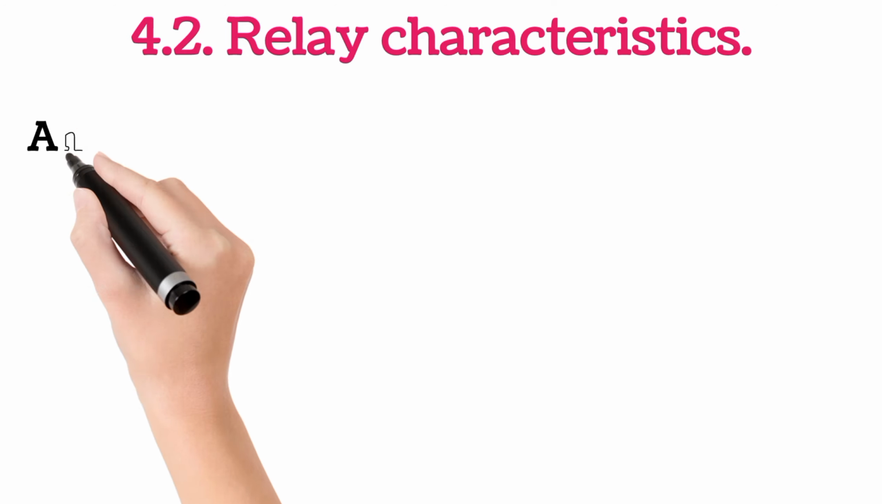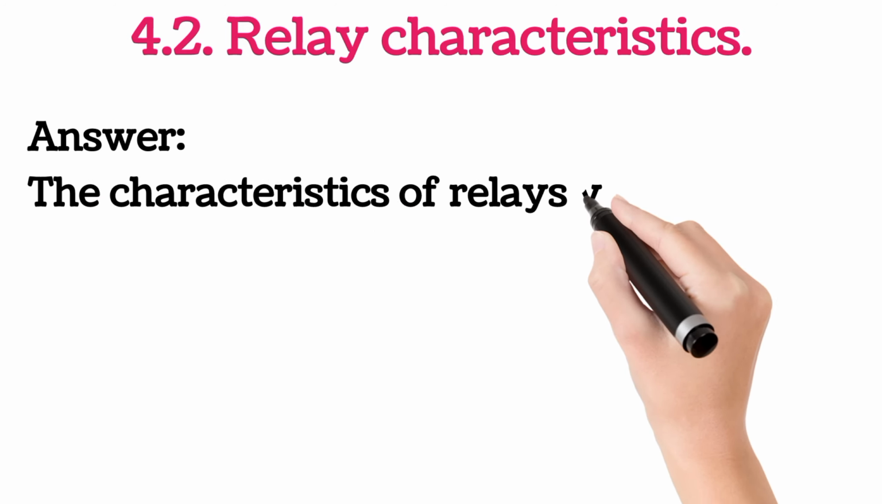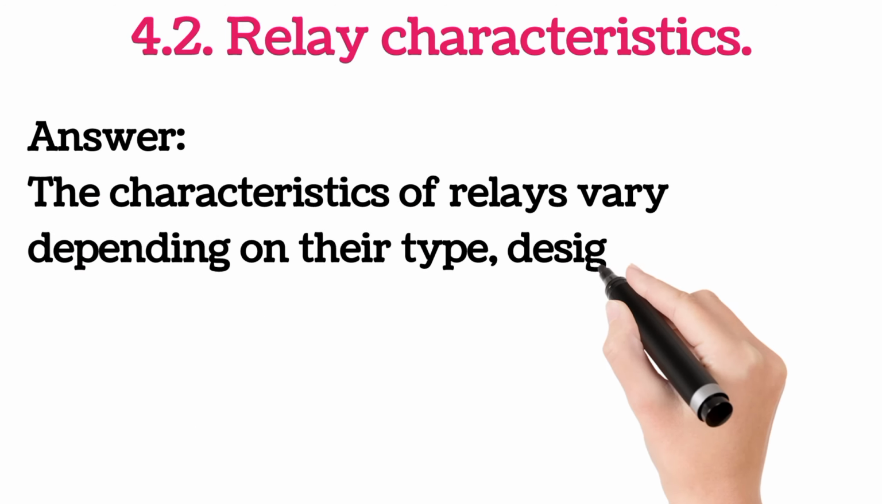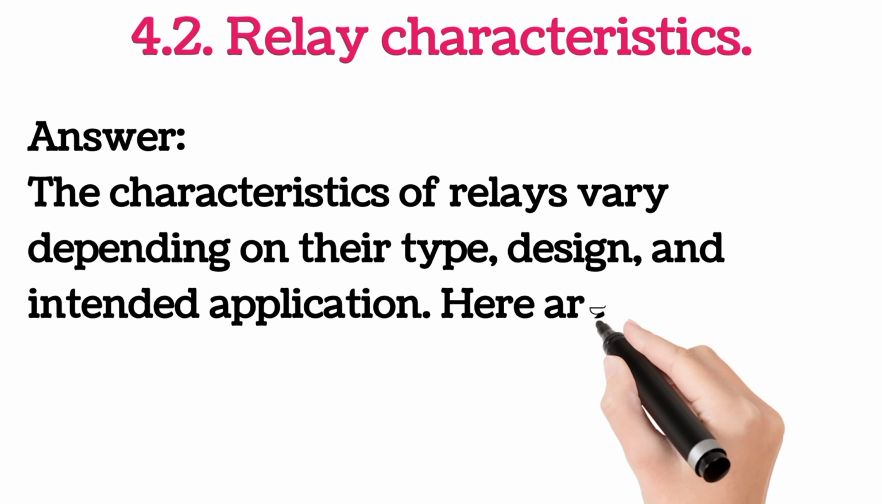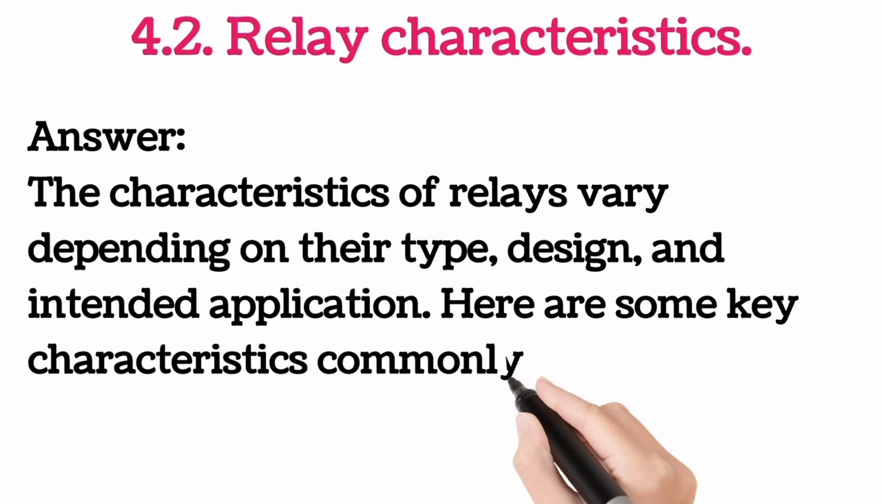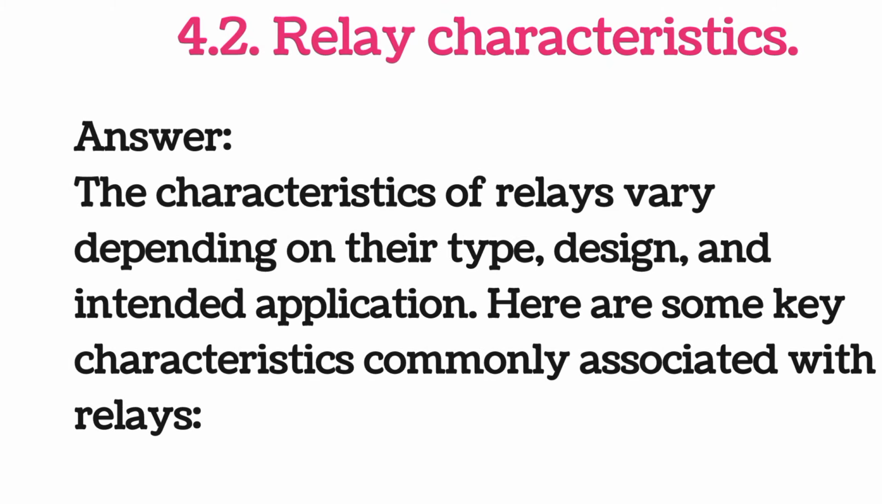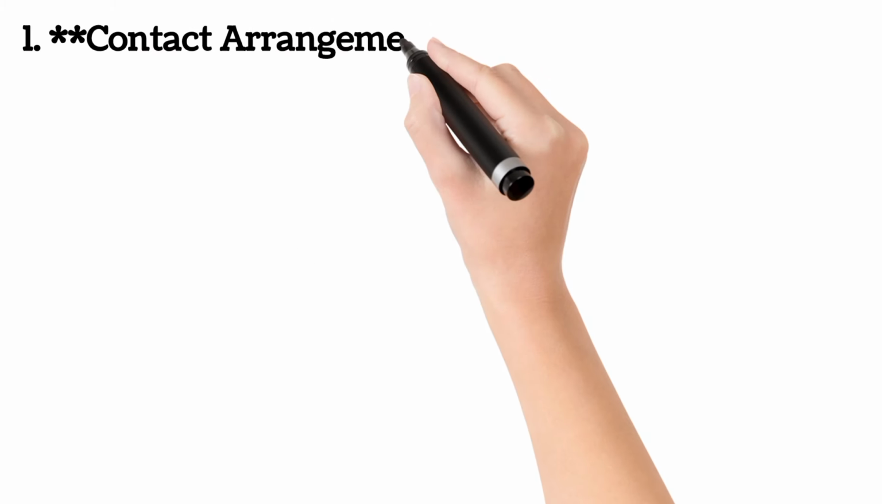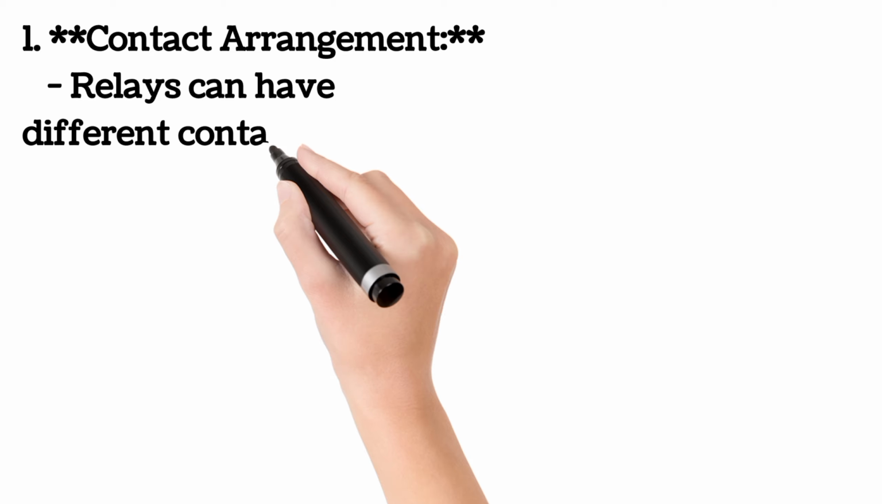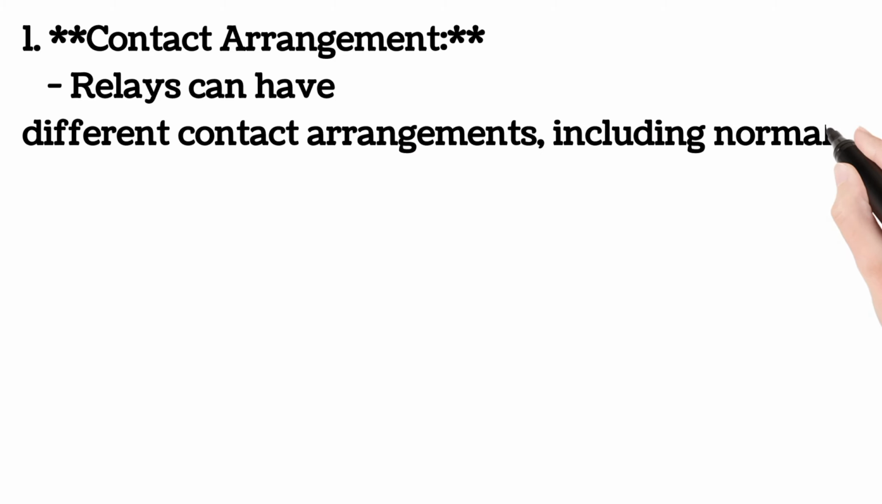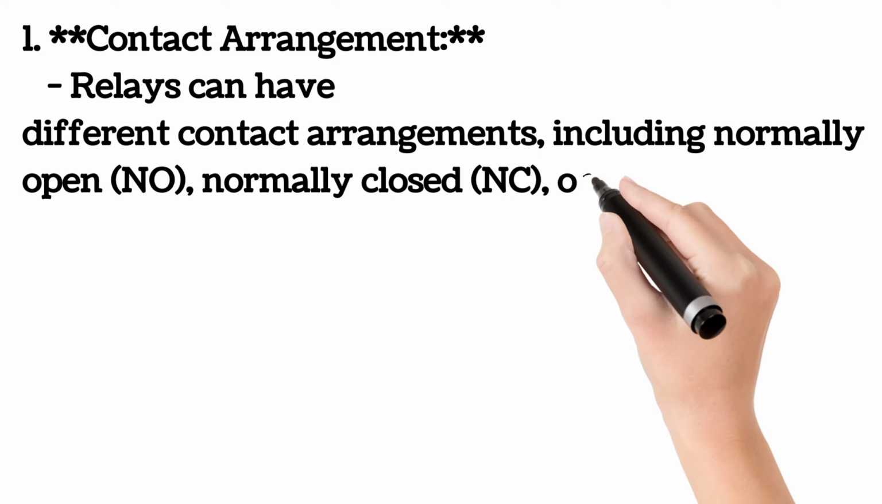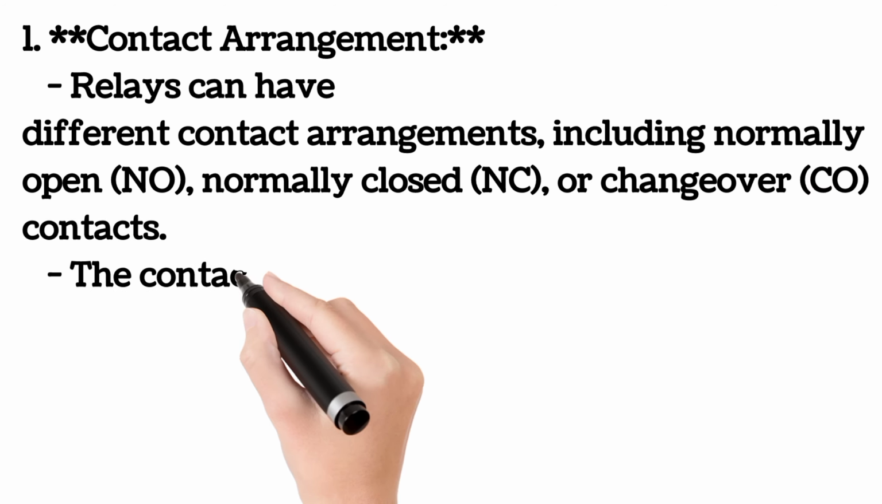4.2. Relay characteristics. Answer. The characteristics of relays vary depending on their type, design, and intended application. Here are some key characteristics commonly associated with relays. 1. Contact arrangement. Relays can have different contact arrangements, including normally open (NO), normally closed (NC), or changeover (CO) contacts.